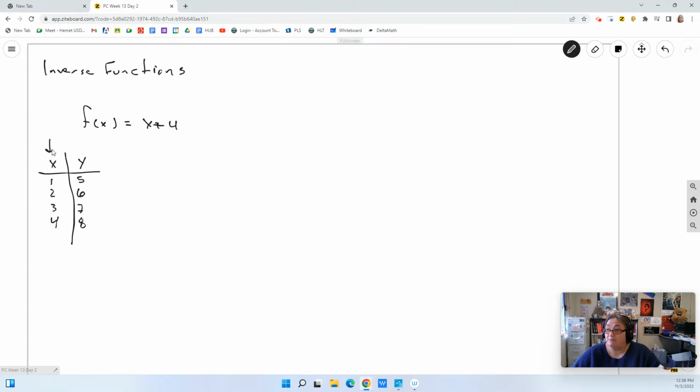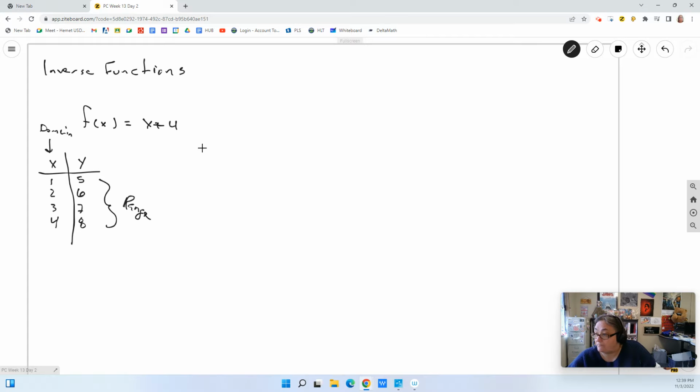This would be my domain, right? My domain is my x values. This here would be my range, my y values. The inverse of this, those points would flip, right? For the inverse function, those points would be opposite.